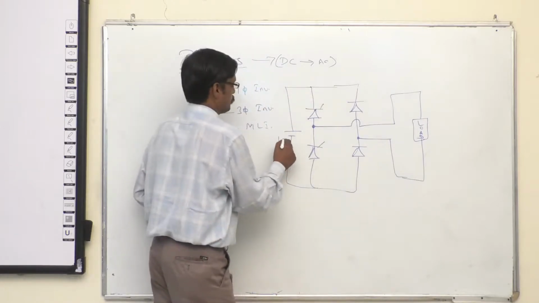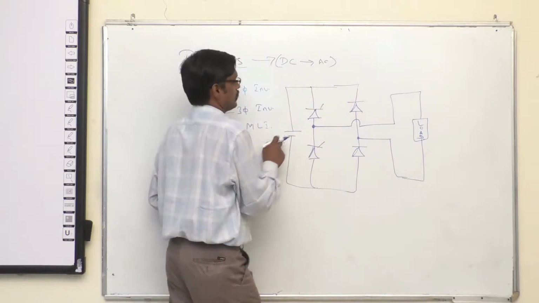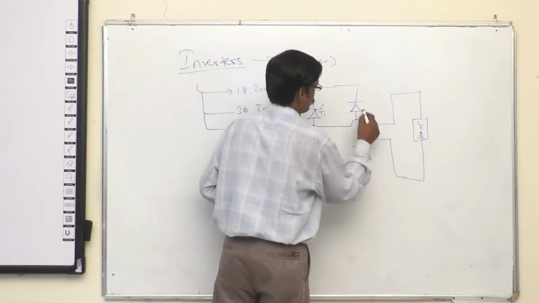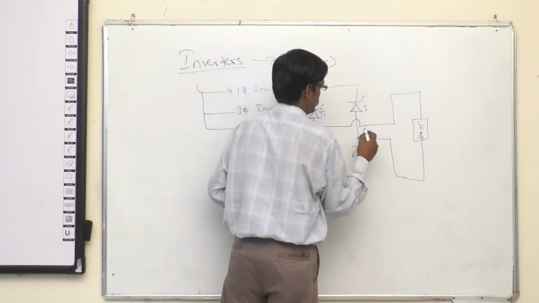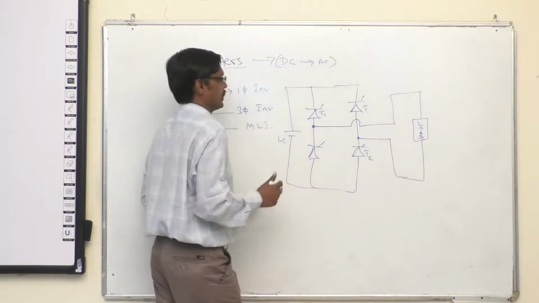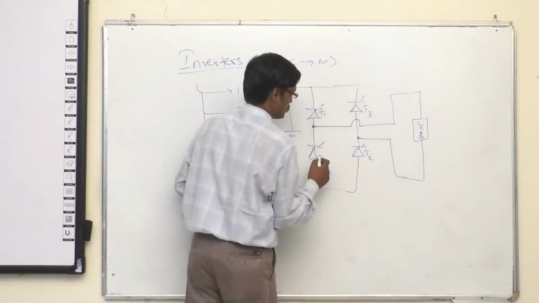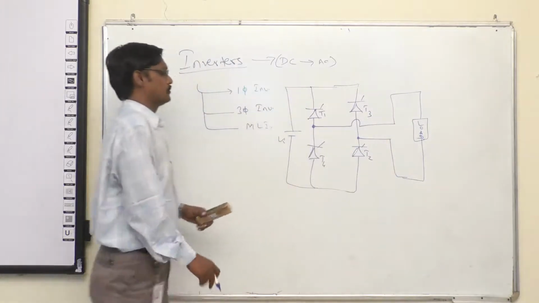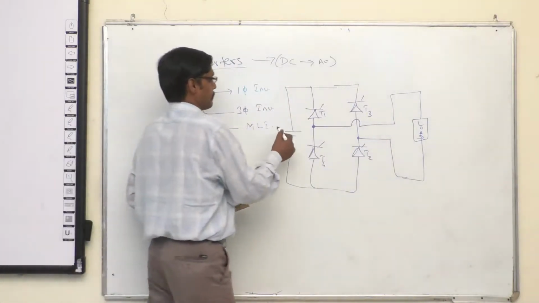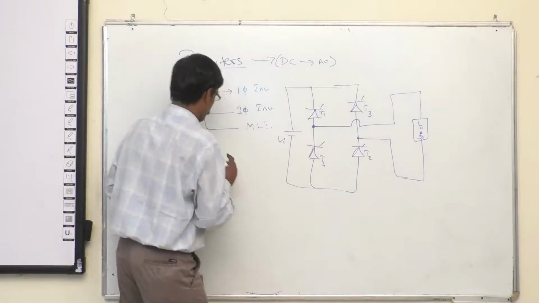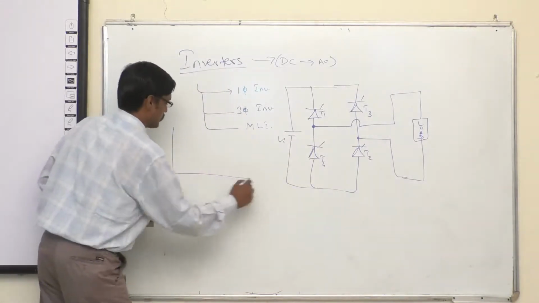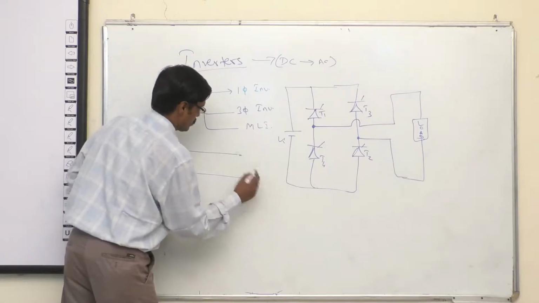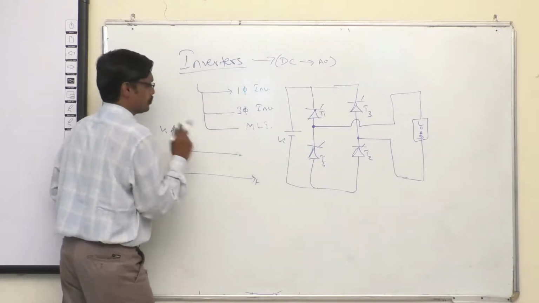See, this is the input voltage, DC supply, and here you have 4 switches, that is controlled switches. Here I am showing thyristors, but it may be any other switches. Okay, this is your load. So here as input you have a fixed DC voltage.